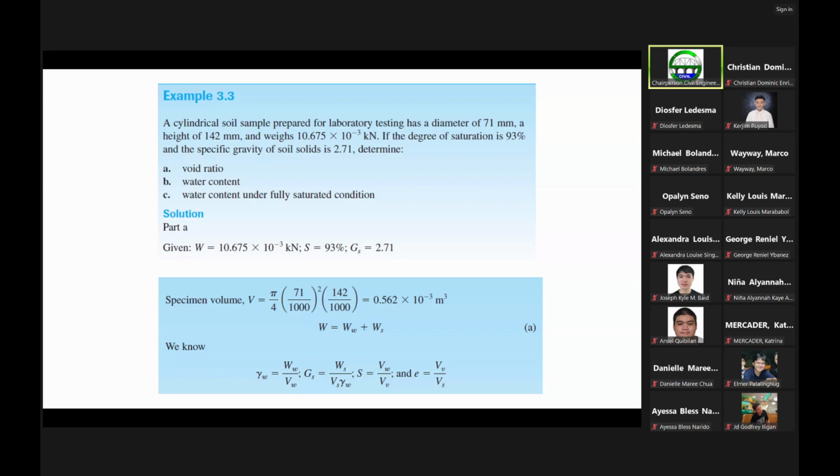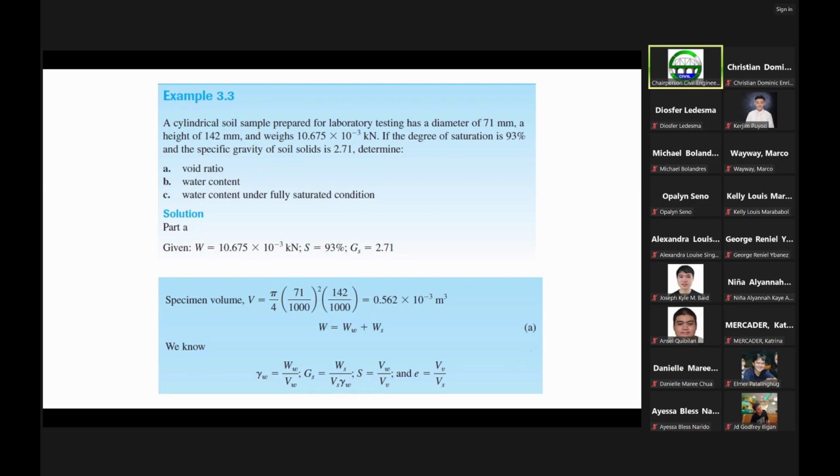So again, if you recall, if the degree of saturation is 100%, then that means you have a fully saturated soil, with the voids filled with water. In this case, it is 93%, so that means it is not saturated. It is also not dry, because it's not zero. But it's 93%, so it's almost saturated. Sometimes we call it a quasi-saturated soil sample.